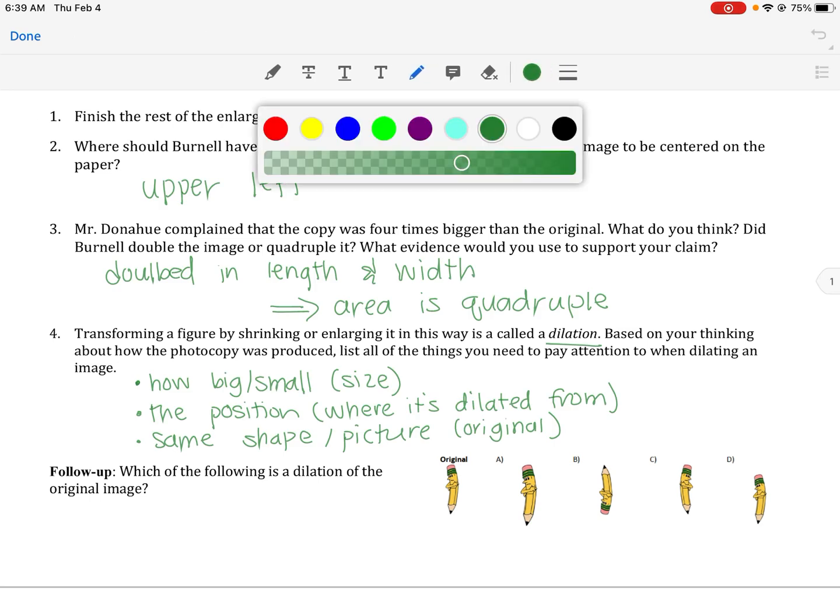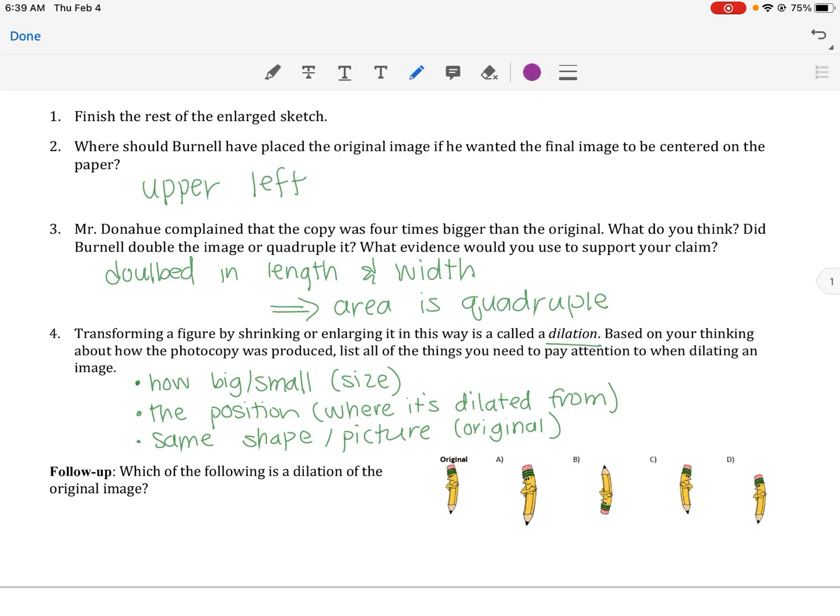Okay, so let's go ahead and dive into some thoughts here. It says, which of the following is a dilation of the original image? So we've got our original image here. We want to know which one's a dilation. So out of these different options, A, B, C, or D, the dilation looks like, I think, this first one, right?